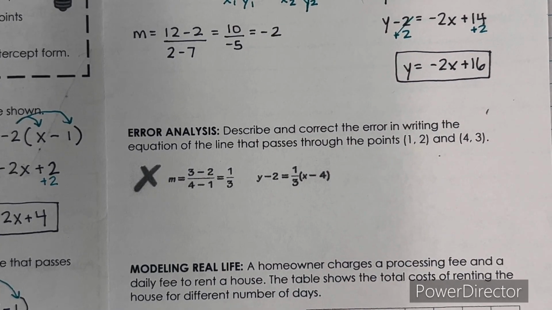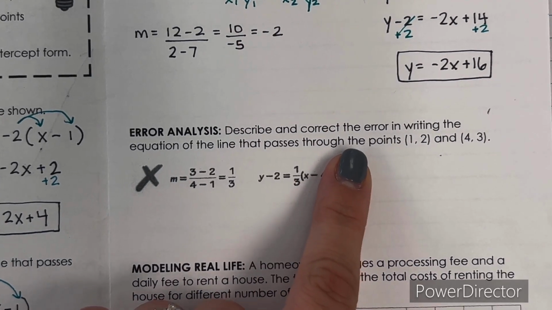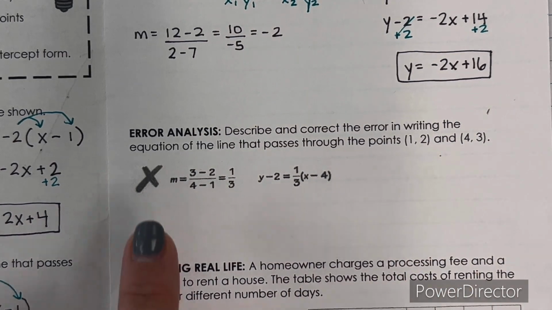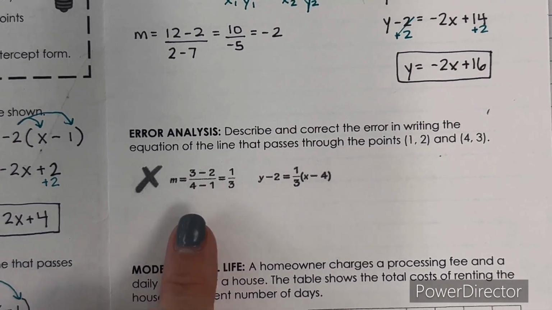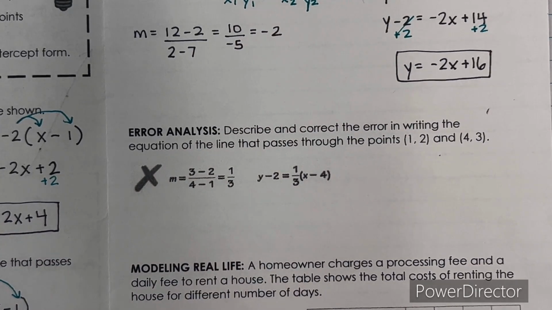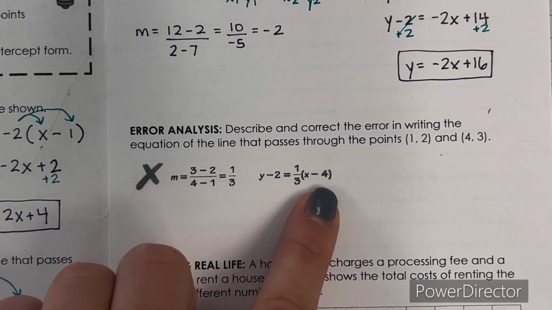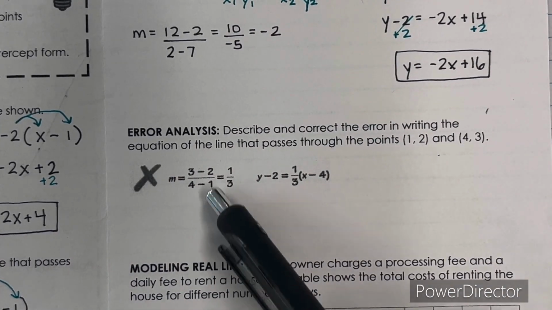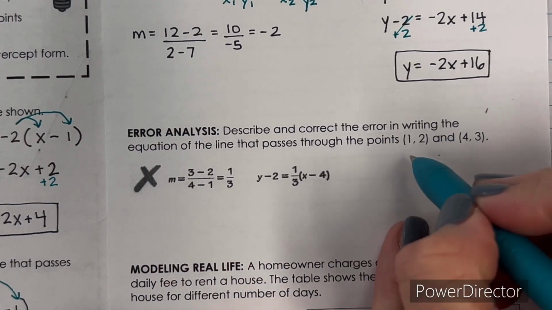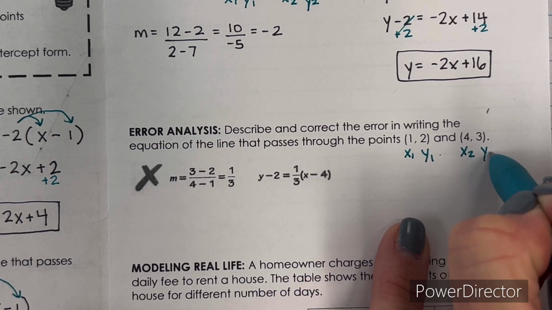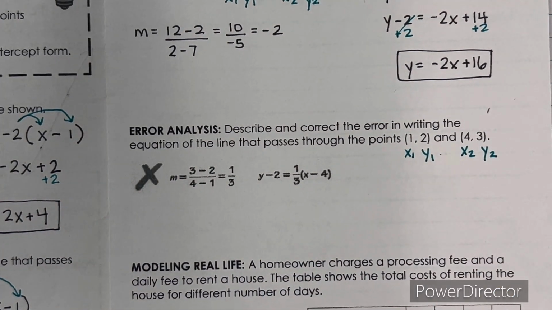It says, describe and correct the error in writing the equation of the line that passes through the points 1, 2, and 4, 3. So just by a quick glance, I can tell that this person used the slope formula, so I'll need to double check that things are in their right places, and then they plugged it into point slope form. This is what point slope looks like. So first thing we need to check is that they originally plugged into the slope formula correctly. So label x1, y1, x2, y2, and then check. That's all there is to it.